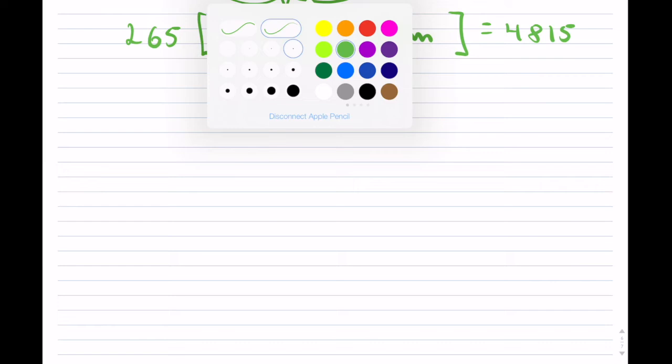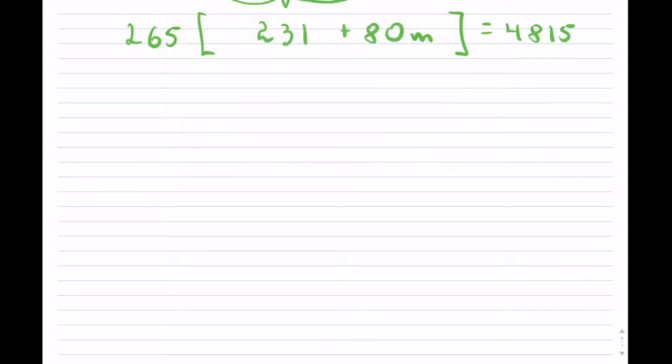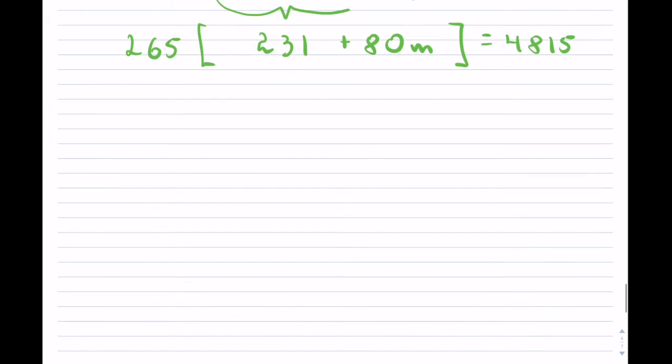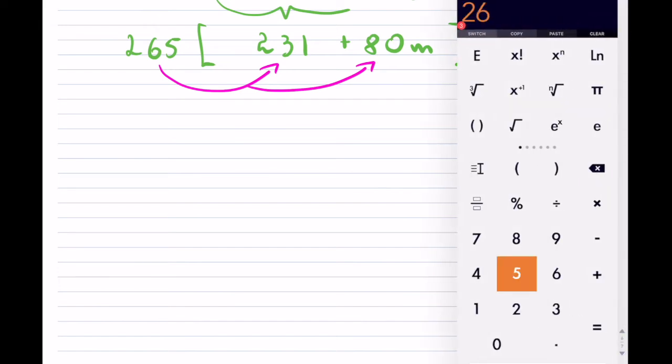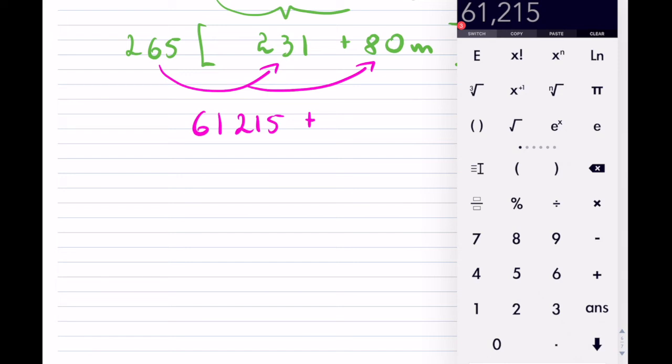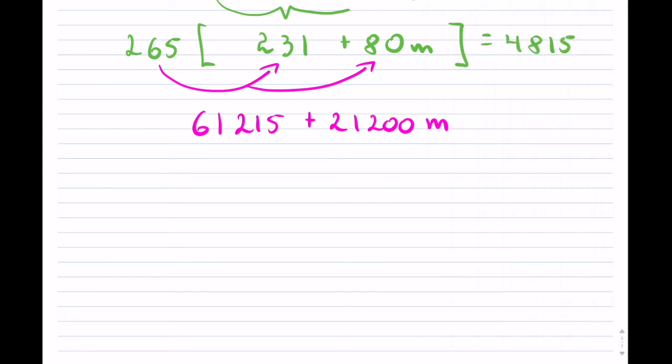From here, there's two ways you can go about getting rid of that 265. I will be consistent, so I'll get rid of brackets by distributing across. So I have 265 times 231, and that will be 61215, plus 265 times 80, and that is 21200. Don't forget the M equals 4815. So this is what I have here.